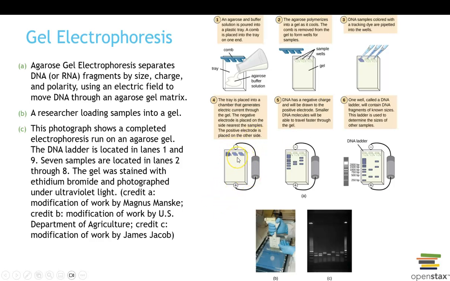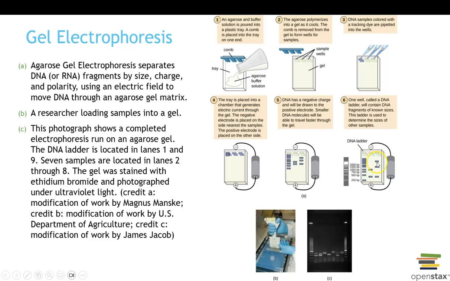Then they connect it to the electricity. You know the DNA has a negative charge because DNA has a phosphate group, so based on their size and charge, the DNA is going to move inside the gel toward the positive electrode. Usually smaller DNA moves faster than bigger DNA. So the DNA that you can see here is smaller than the DNA that moves slower.